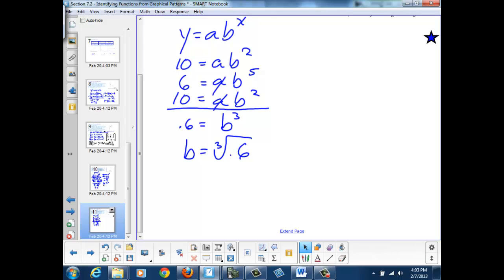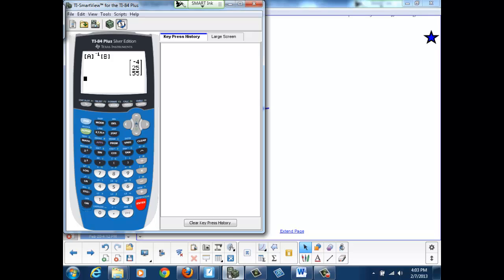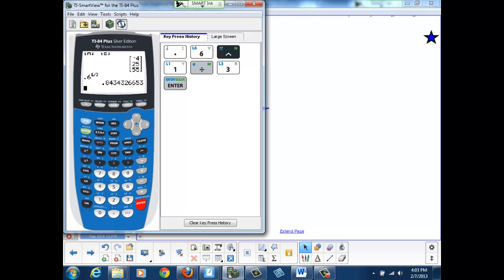If I pull out my calculator here, I will take 0.6 and raise it to the 1/3 power, which is the same as taking the cube root, and find out that my b value is going to be 0.8434.